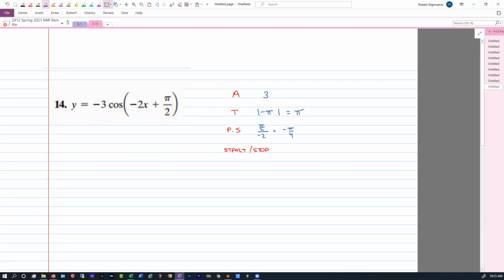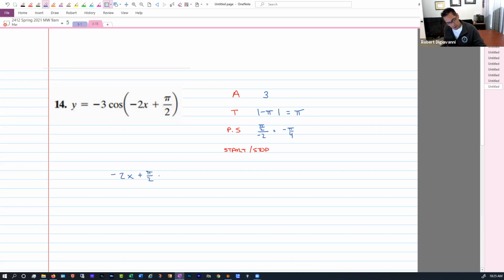Okay, good. Now let's do the start and stop together. We just do negative 2x plus pi over 2 equal to 0 because it's cosine, right? Negative 2x plus pi over 2 equal to 2 pi because it's cosine, right? So we're doing 0 and 2 pi. For the first one, I subtract pi over 2 from both sides, and then divide by negative 2, and negative is positive. You should get pi over 4.